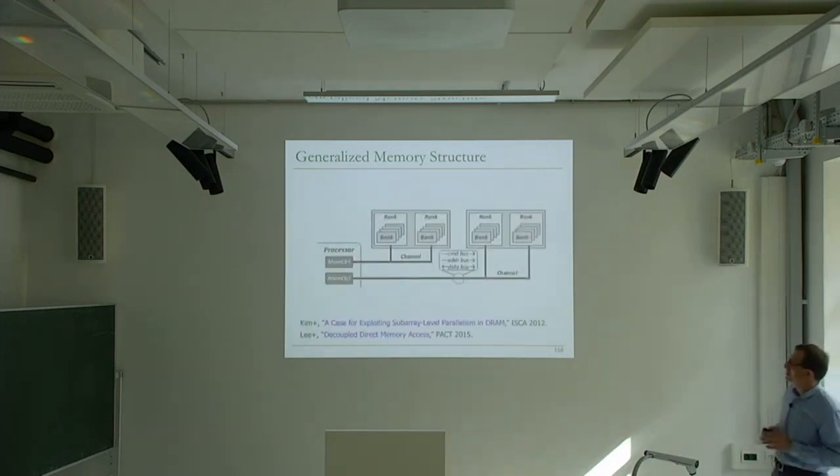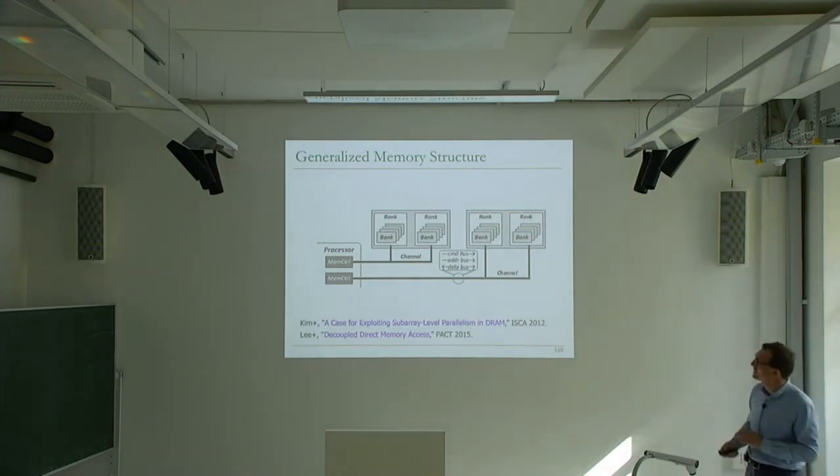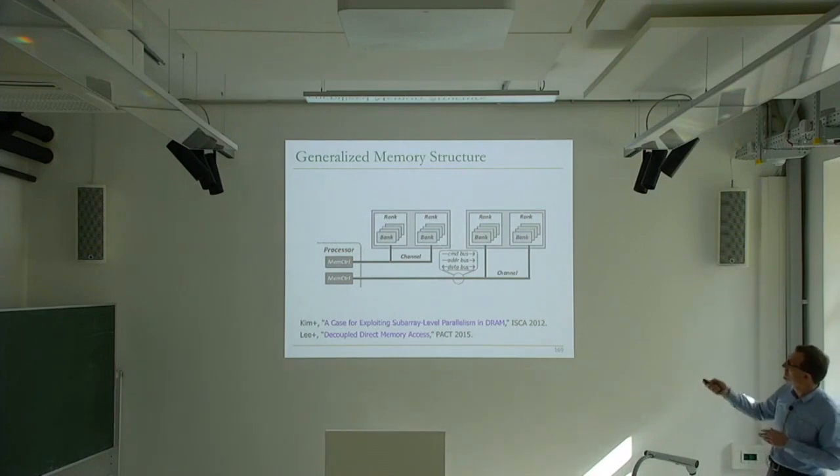And this is another picture of it. And I actually give you some references over here, which we may or may not cover. This is a subarray level parallelism paper that I mentioned earlier that Samsung and Intel evaluated independently and showed that they wanted that idea. And this is decoupled direct memory access. This is actually a paper that talks a lot about internals of a DRAM. Maybe we'll cover it. We don't know. I don't know yet. But this is another picture of the DRAM structure.